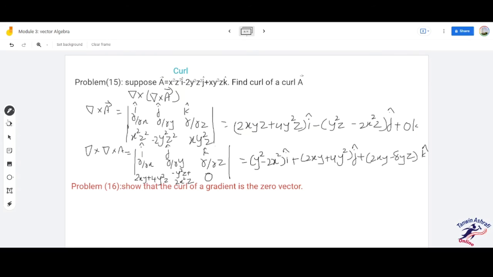Another problem is given to you for your trial. Show that the curl of a gradient is the 0 vector. That means del cross gradient of f is 0. Okay, you have to show this. Try to find the solution for problem 16.